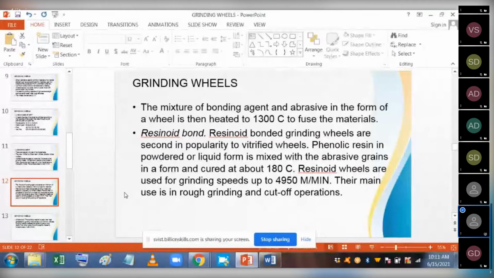Now phenolic resin in powdered or liquid form is mixed with the abrasive grains in a form and cured at about 180 degrees centigrade. Resinoid wheels are used for grinding speeds up to 5,000 meters per minute. Their main use is in rough grinding and cut-off operations. When you want to part off something, cut off some portion, you use resinoid bond. So though vitrified bond is used in large numbers, resinoid bonds can take more surface speed and are used for rough grinding and cut-off operations.